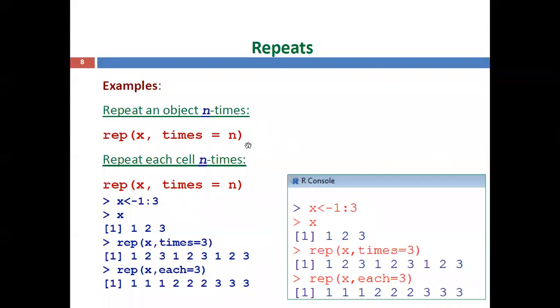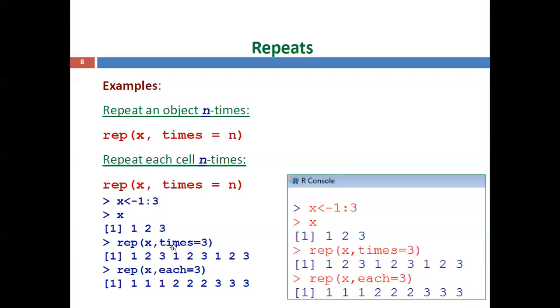Then coming to another example. Just now we discussed rep of x comma times equal to n. Then the second one, repeat each cell n times. These two cases you can observe here. Suppose we take x equal to 1, 2, 3. Then x contains the values 1, 2, 3 stored in a vector. Now when you execute rep of x comma times equal to 3, it calls the x data from above. x contains 1, 2, 3, so that 1, 2, 3 is repeated 3 times.